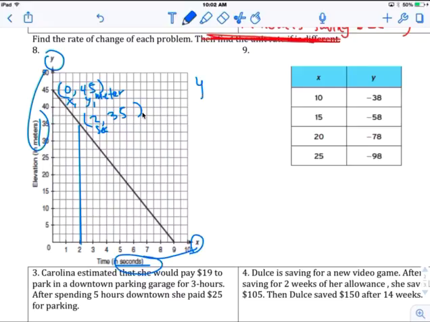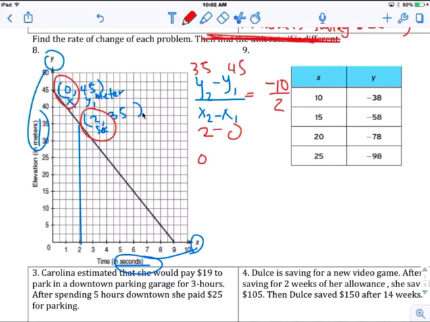Okay, y sub 2 minus y sub 1 over x sub 2 minus x sub 1. You need to explain what it means here. 35 and 45, and 2 and 0. You get negative 10 over 2, or negative 5 over 1. What does it mean? Down 5 meters for every 1 second.